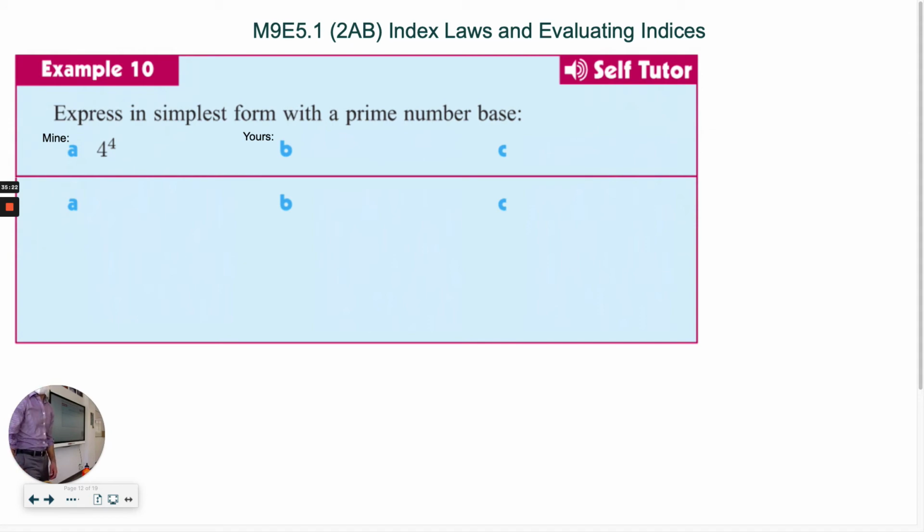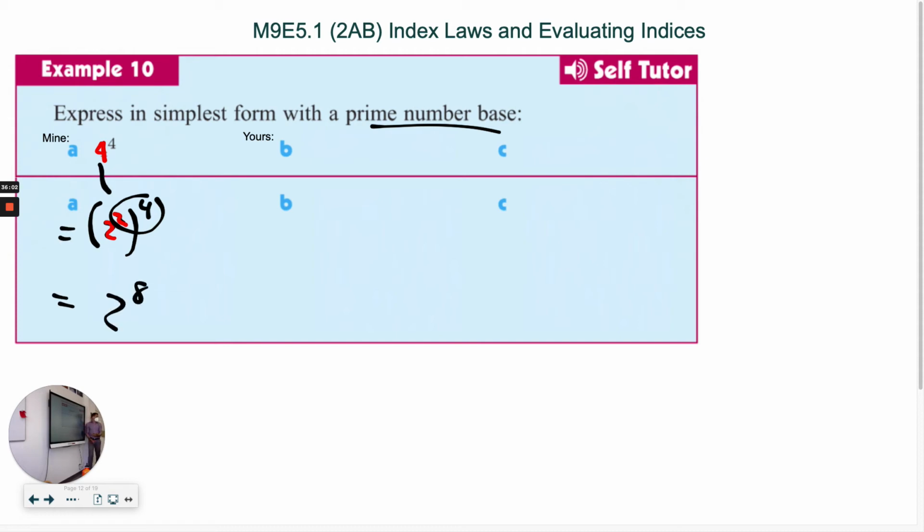Express in the simplest prime number base. That's not a prime number base. It's 4. We can break that apart. So really, 4 is 2 squared, to the 4th. This 4 is 2 to the 4th, this 4 is 2 squared. And then these I can multiply. I have 4 sets of 2 2s, so I get 2 to the 8.